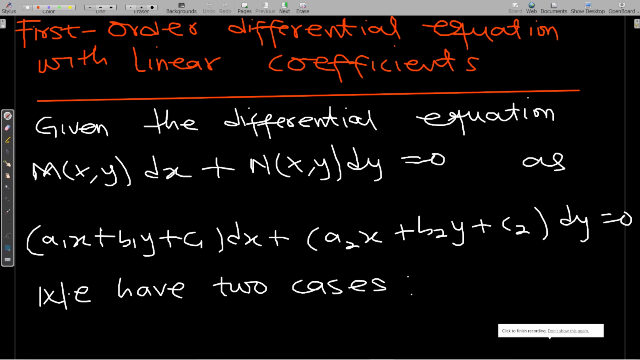Hello, welcome to this lesson of our study of differential equations. Okay, so we've been having lessons on how to solve differential equations, and particularly in first order.